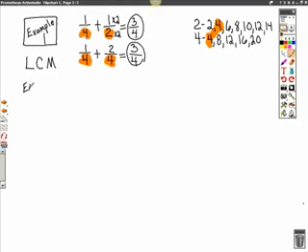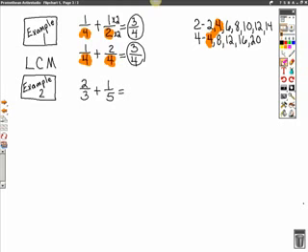Now let's go ahead and do another example with unlike denominators. We'll call this example 2. Example number 2. In this case, we're going to take 2/3 and add that to 1/5.